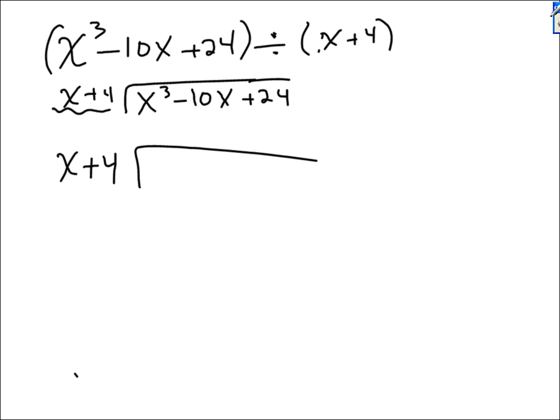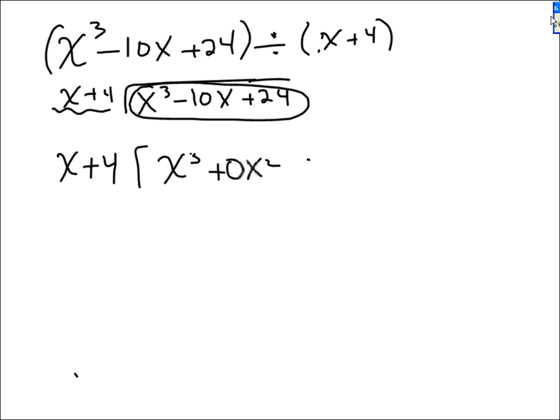The degree of this is 3. We have 1x cubed. We have no x squared. Straighten out the bar, please. We have no x squared. We have negative 10x, and the constant is 24. We had to fill in the x squared term. Okay, now the problem starts.